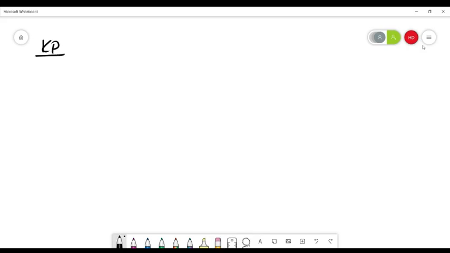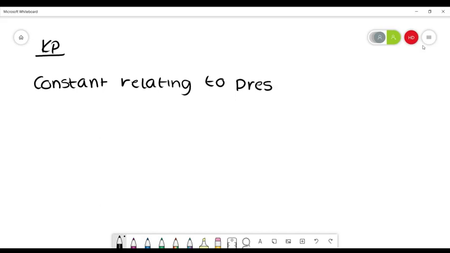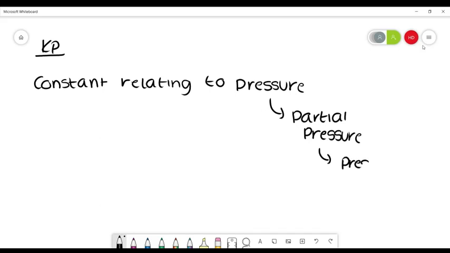Today we're going to be talking about Kp, which is the constant relating to pressure. For Kp we use something called partial pressure, which is the pressure exerted by one gas in a mixture.